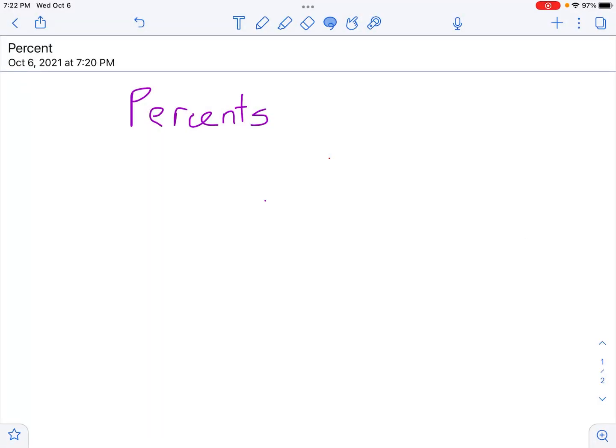So let's talk about percents. The word percent literally means per cent, per out of hundred. So percent means out of 100.